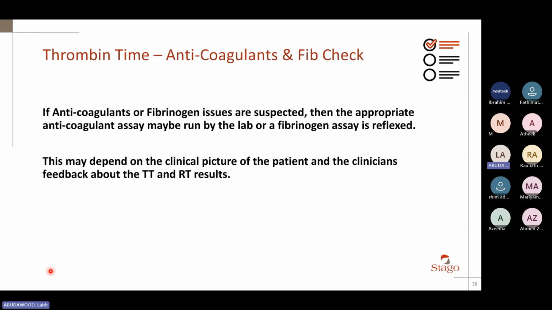Now, the next point, and that should be the last for our presentation, is basically a summary of what we were just saying. If anticoagulants or fibrinogen issues are suspected, then the appropriate anticoagulant assay may be run. Because, for example, if I'm suspecting heparin, unfractionated heparin, low molecular weight heparin, what kind of anticoagulant is causing a problem? Is it dabigatran? Is it argatroban? I have to run the specific assay for that anticoagulant for me to know. Okay? So if a thrombin time is prolonged, what do I do next? It really depends on the context. There is no one size fits all kind of answer.